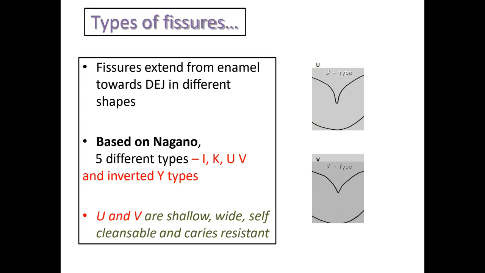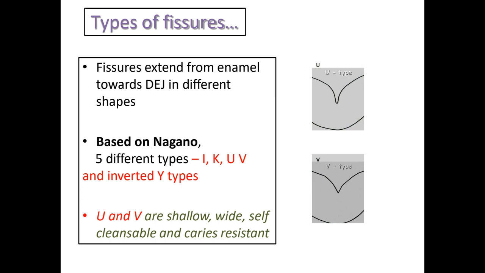Now, when we talk about the U and V shape, they are shallow, wide, self-cleansable, and caries resistant. Why are they caries resistant? If any food debris is accumulated at the depth of these U or V-shaped fissures, it can be easily cleansed by a simple irrigation or gargling of the mouth, or removed with the help of toothbrushes. The bristles can easily approach the depth of the fissures. So they are self-cleansable and caries resistant. So the caries resistant pits and fissures are U and V shaped.